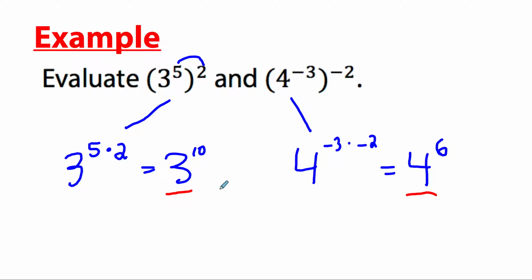This is our answer. And remember, what we're saying is I want to multiply the base, which is 3, 10 times. And here we're multiplying the base, which is 4, 6 times. And that's the repeated act of multiplication.